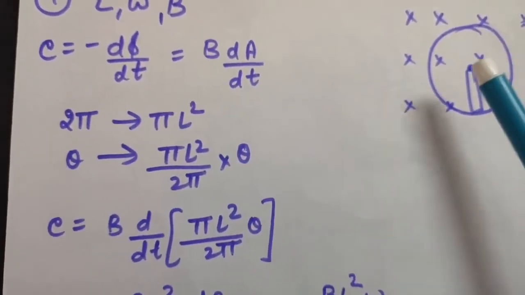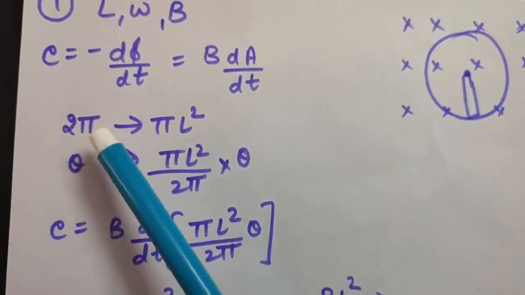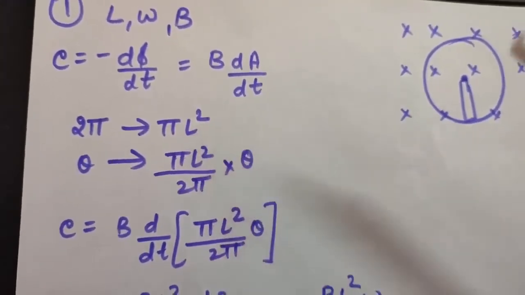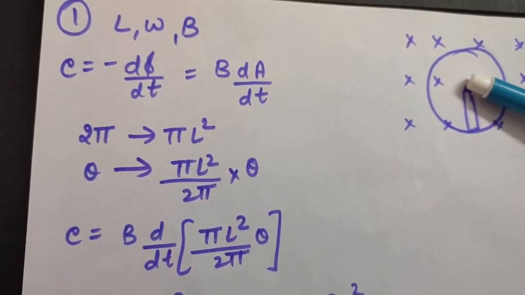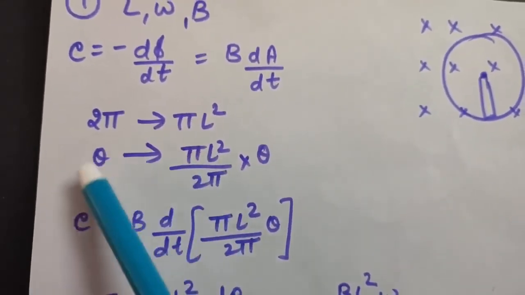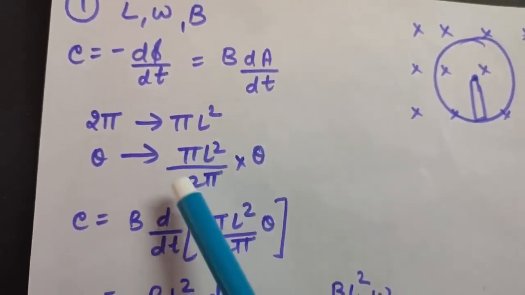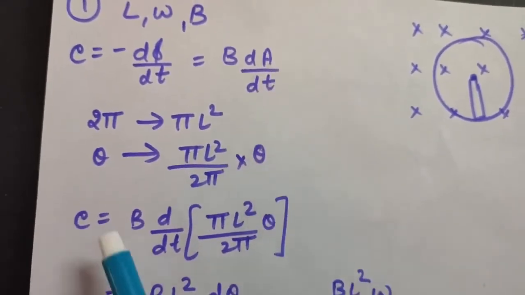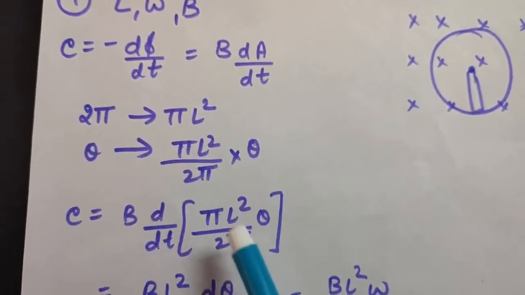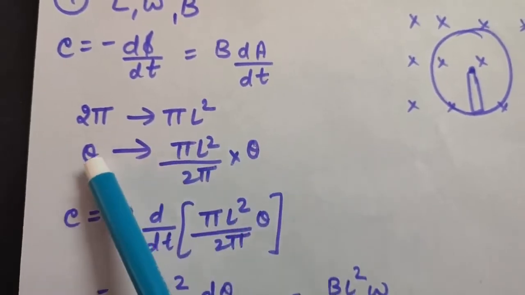Okay, now for an angle of 2 pi, when it will do one complete rotation, the angle will be 2 pi and the area covered will be pi r square, that is pi L square. So if I am taking, let's say it is here and the angle is theta, then for theta angle, the area traced will be pi L square upon 2 pi into theta. So now let us put this value of area in this. So E will be equal to B d by dt of theta, A, that is pi L square upon 2 pi into theta, because this is the area for angle theta.